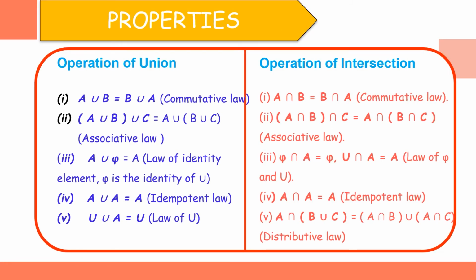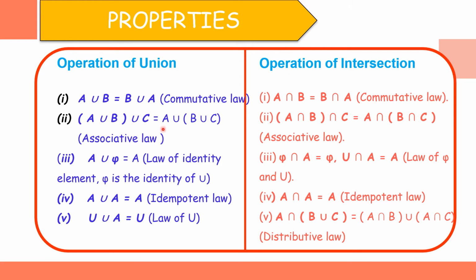Let's quickly see some properties based on difference and also on the operations of union and intersection. These are all true properties for union and intersection. See the first one under union: A union B is equal to B union A. The commutative property holds good in the union operation. If I unite A and B, it is the same as B and A.